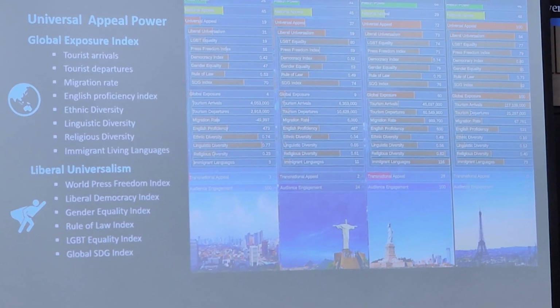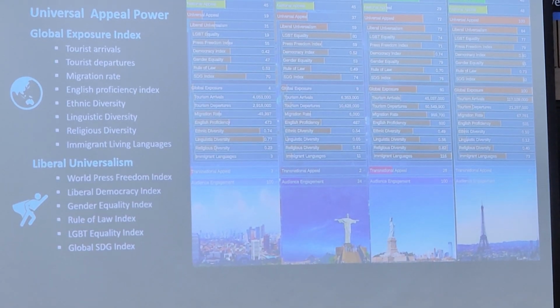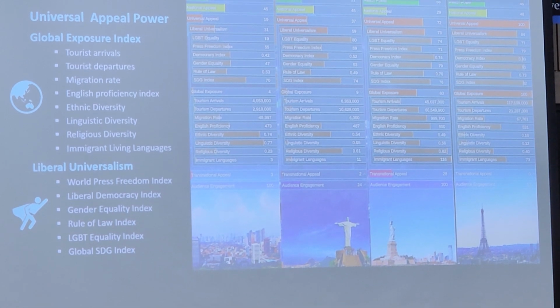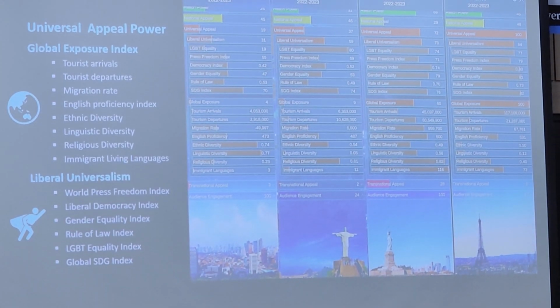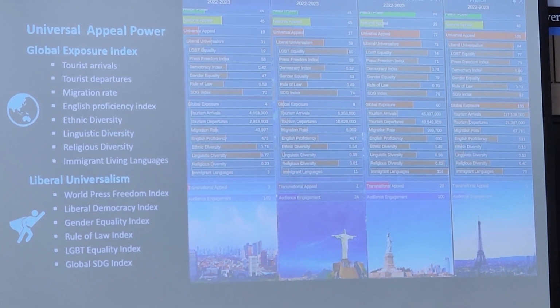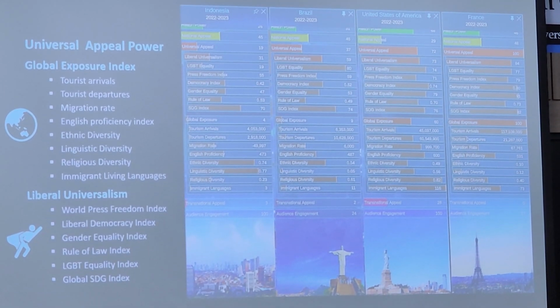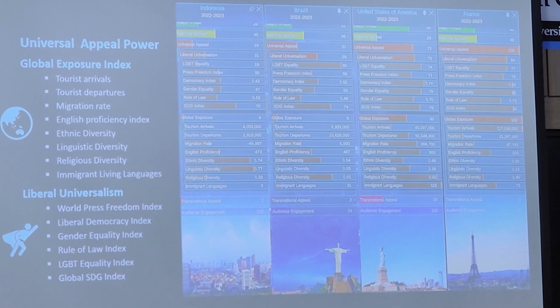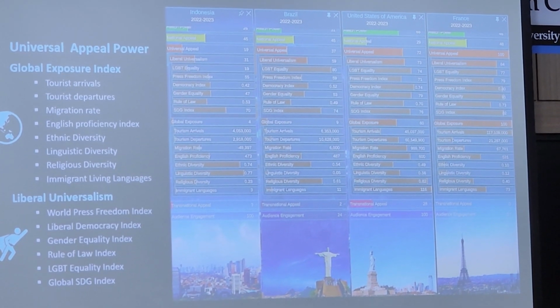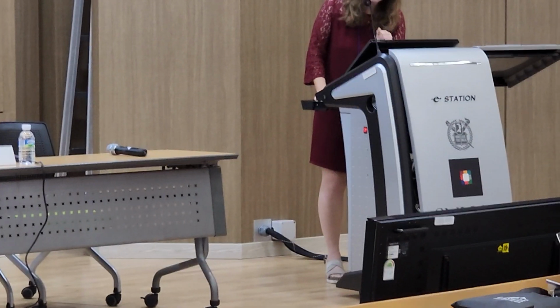So to measure this universal appeal power, I look at two different types of factors. Like the global exposure index, to what extent the country is already very much global in terms of migration rates, English proficiency, linguistic diversity, immigrant languages and things like that, and also the liberal universalism. So we are putting all these different scores of the World Press Freedom Index, liberal democracy index on the map.